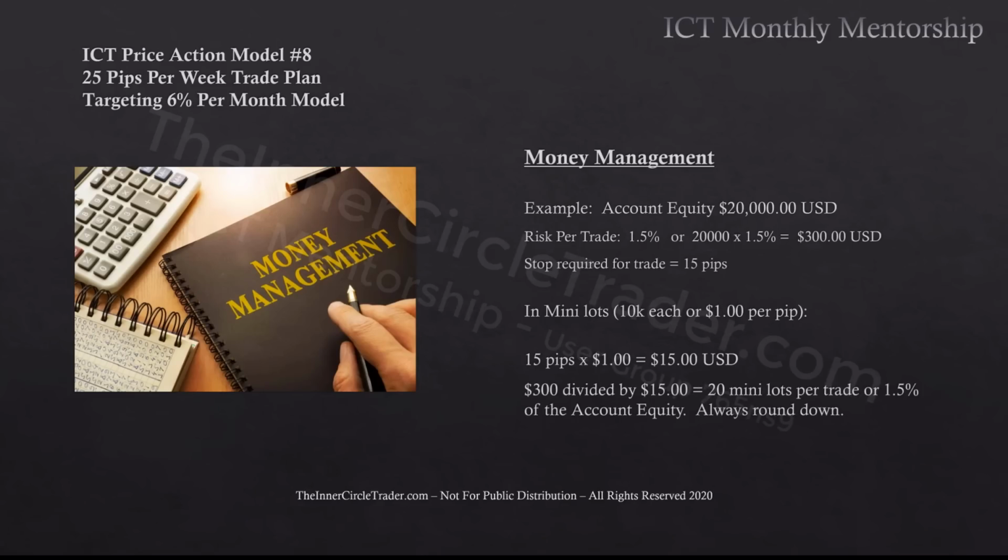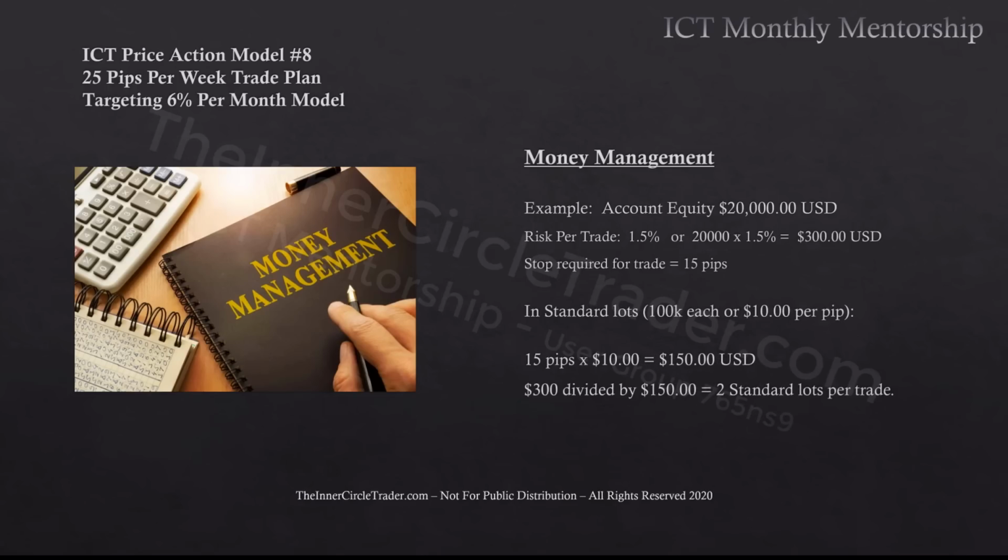Same scenario, but using mini lots now. Mini lots are 10K each of leverage, or $1 per pip. So a 15 pip stop loss times $1 is 15 US dollars. $300, which is our total risk of 1.5% of 20,000, divided by $15 gives us 20 mini lots per trade, or 1.5% equity. Again, always round down.